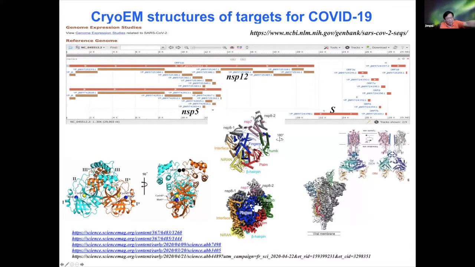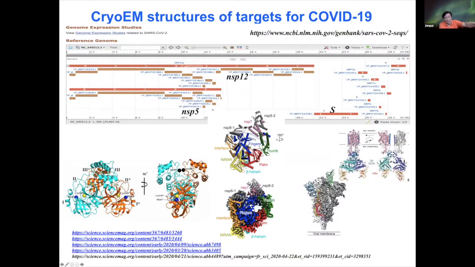In the middle is the Cryo-EM structure of NSP12 in complex with NSP7 and NSP8. This is actually the molecular model. And this is one of the main relatively conserved proteins among a significant number of coronaviruses, and also one of the main targets for drug development.